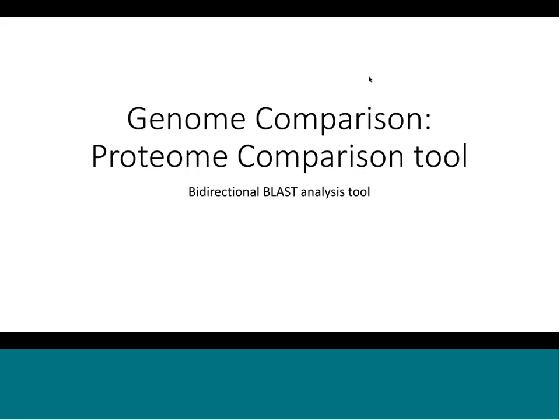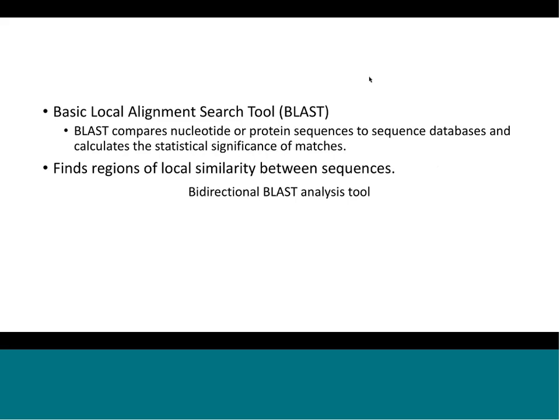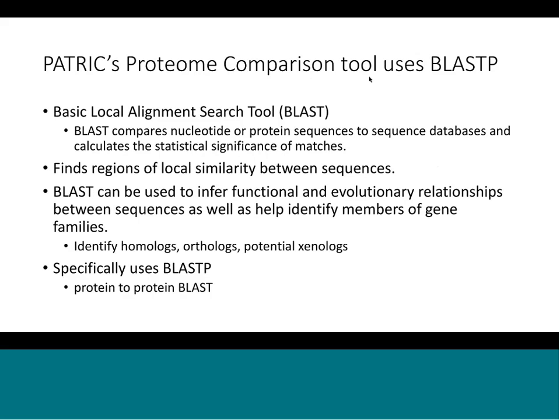Before, the proteome comparison tool in PATRIC is the second in our series of genomic comparison tools. And it's a bidirectional BLAST analysis tool where you can do a detailed analysis of up to 9 genomes compared to a reference. The tool in PATRIC relies on BLAST.